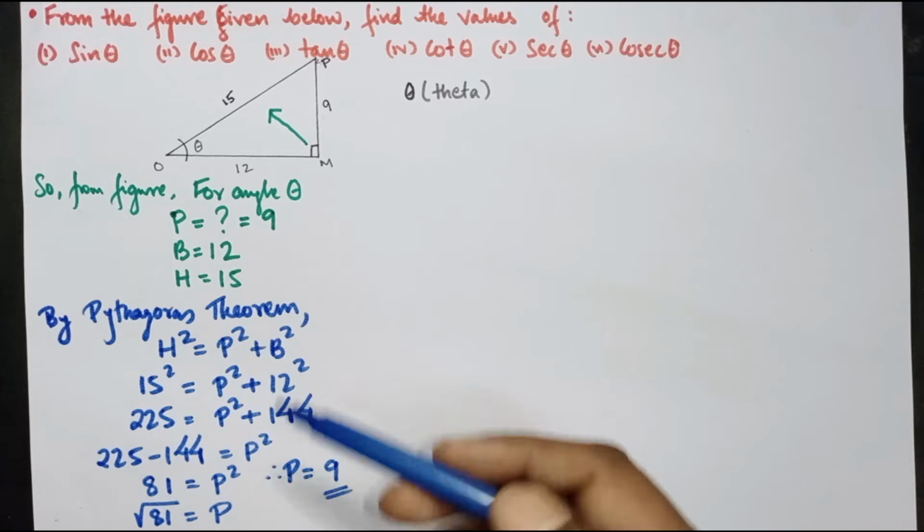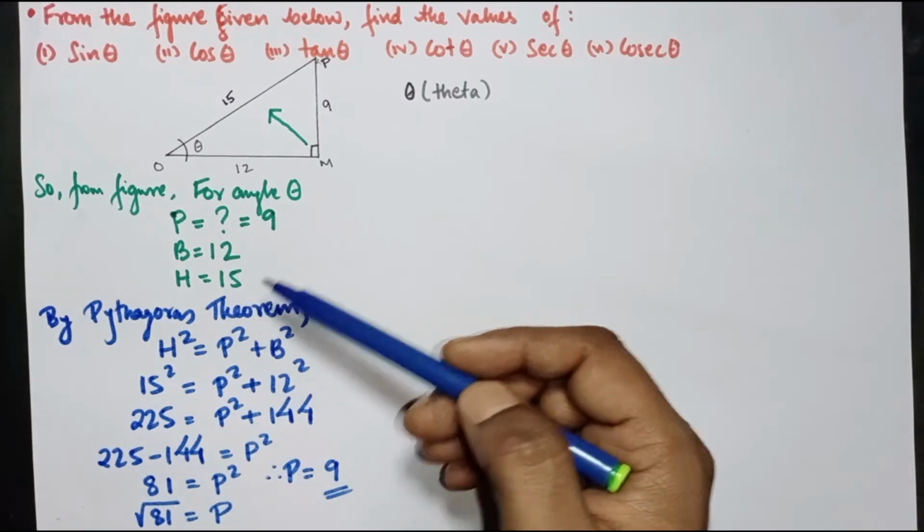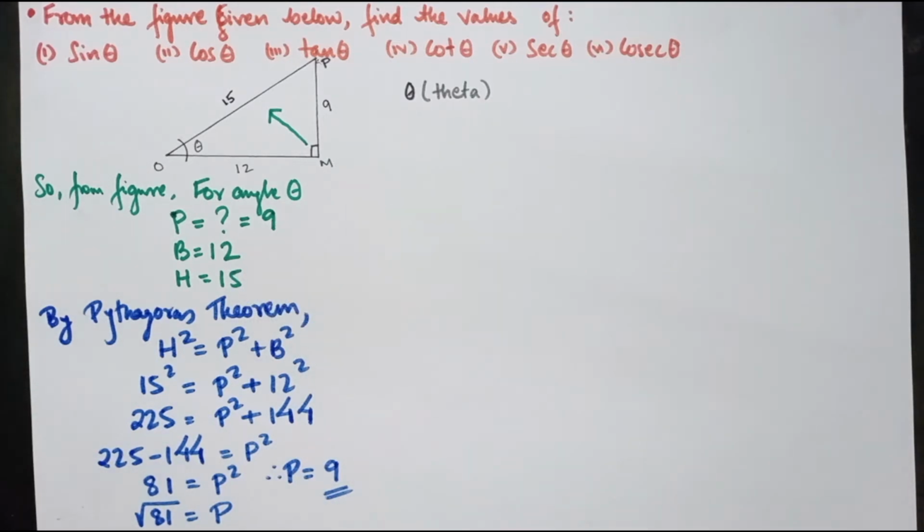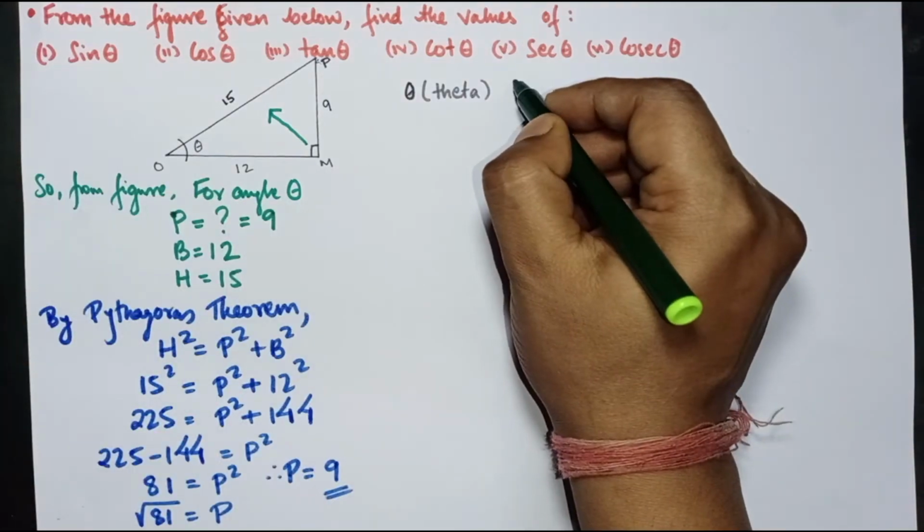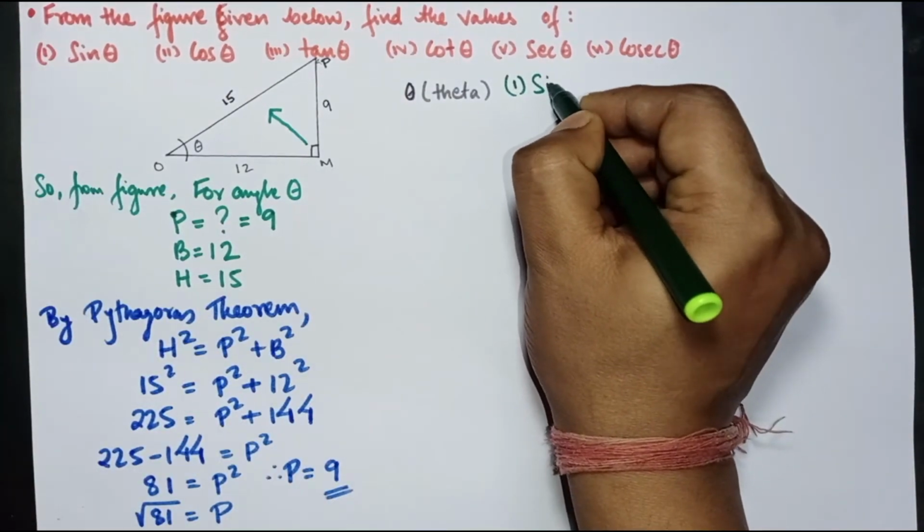Now we got all the values P, B and H. Now we have to find the value of each ratio. Number one, we have sine theta.